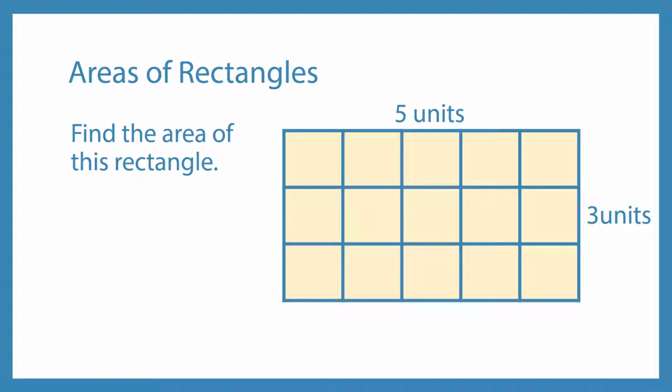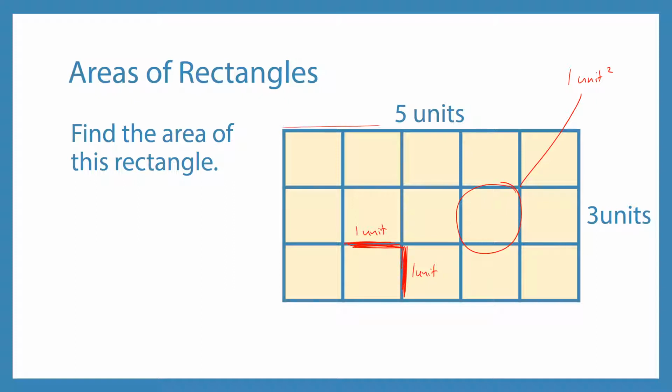Each of these here represents 1 unit, or 1 unit squared, which means that it's 1 unit long by 1 unit. Okay, so you end up with a unit squared looks like that.